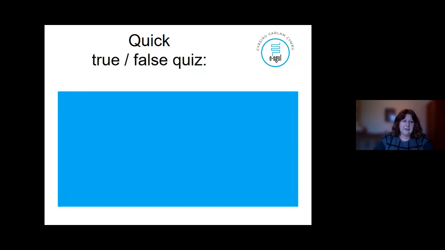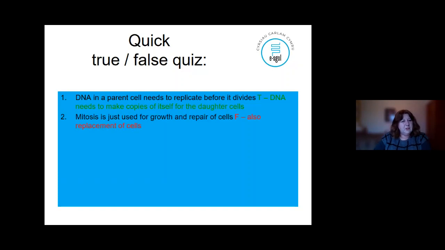Were you correct? So first one, DNA in a parent cell needs to replicate. Absolutely true. DNA has got to make copies of itself so that there is enough DNA in the daughter cells. Brilliant. That's the first one. Number 2, this one's false. Bit of a trick one, this one. Mitosis is just used for growth and repair. I try to emphasize that. Well, it's false because it's also needed for replacement of cells as well.